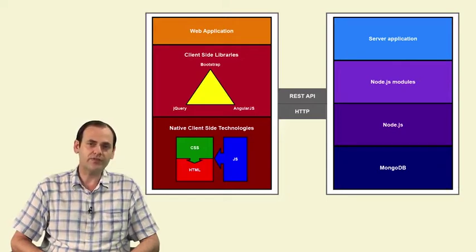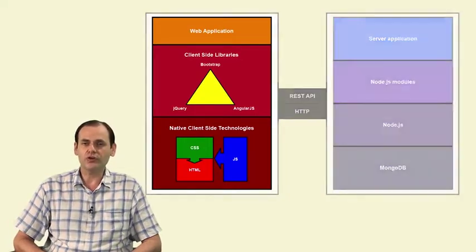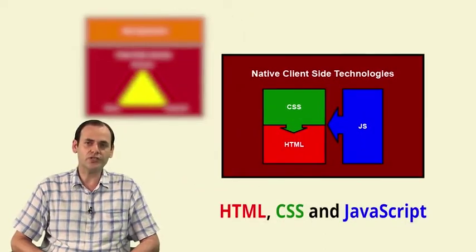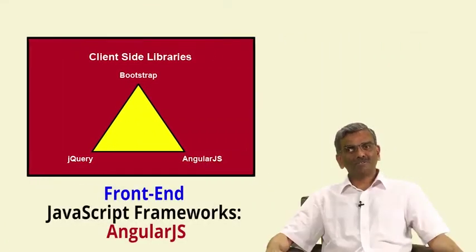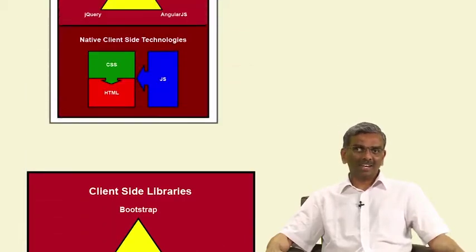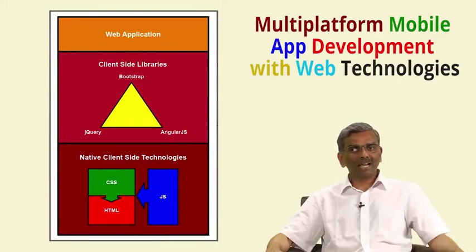To achieve that, we have a series of courses. The first course teaches you HTML, CSS, and JavaScript, and then we move on in the second course to jQuery and the Bootstrap framework. In the third course, we will cover web applications using AngularJS. In the fourth course, we will look at multi-platform mobile application development using HTML, CSS, and JavaScript, using platforms like Cordova and the Ionic framework.